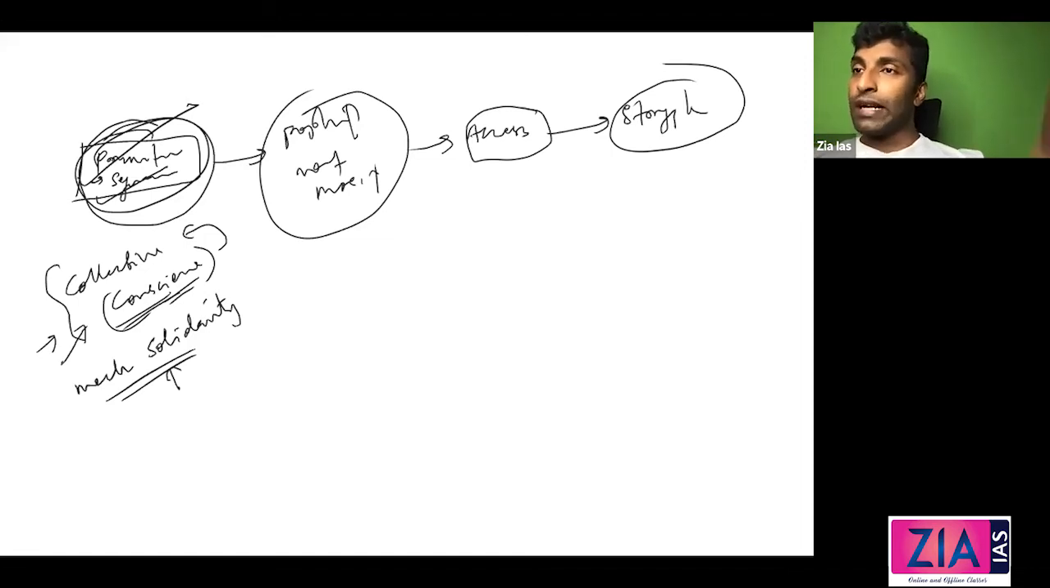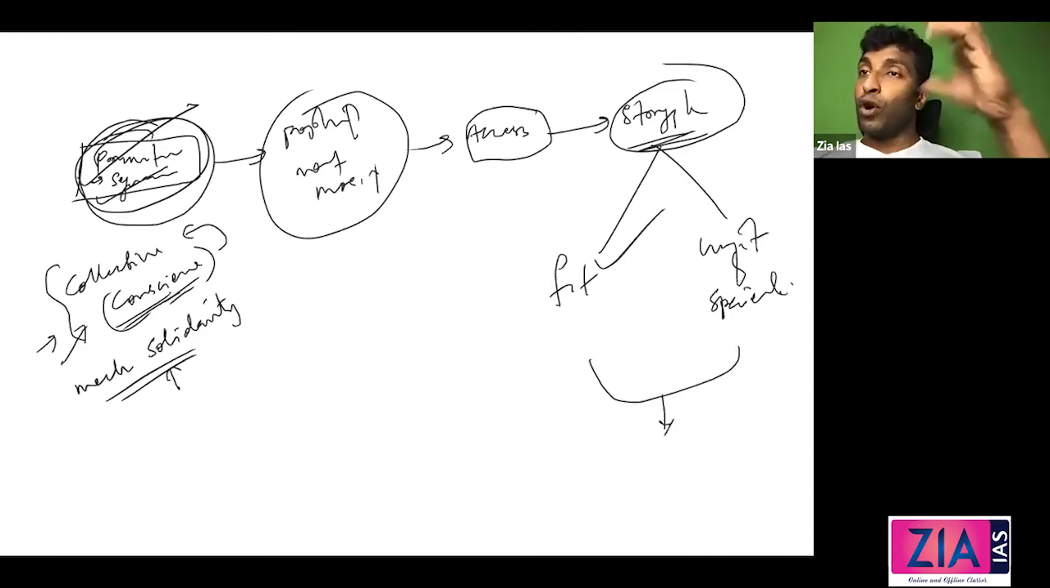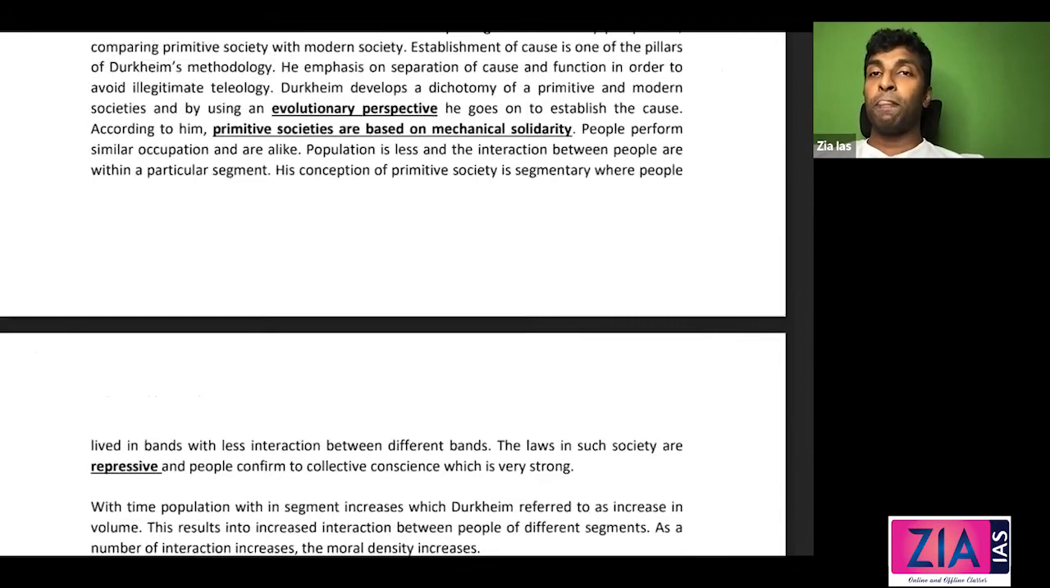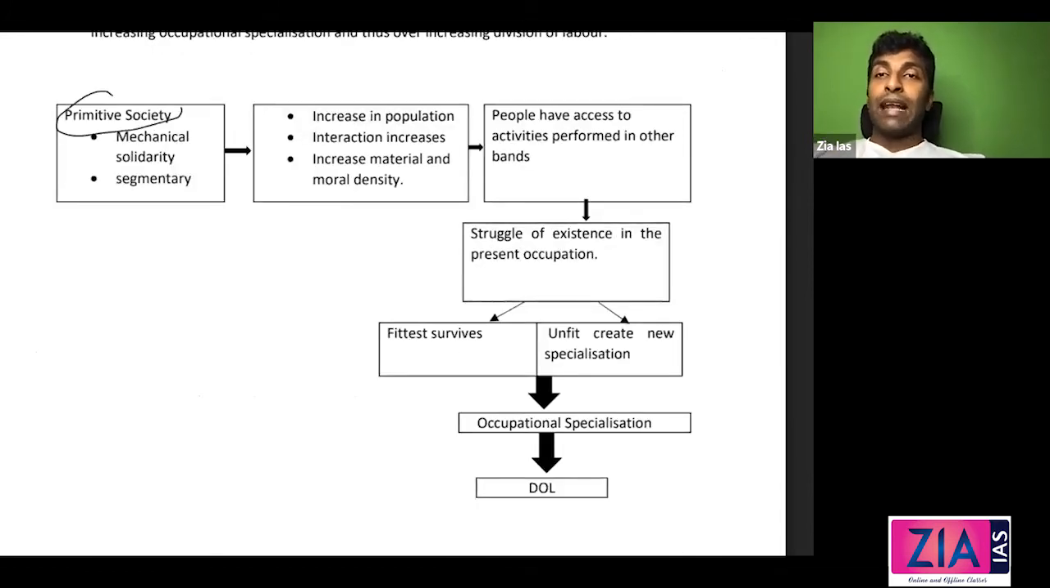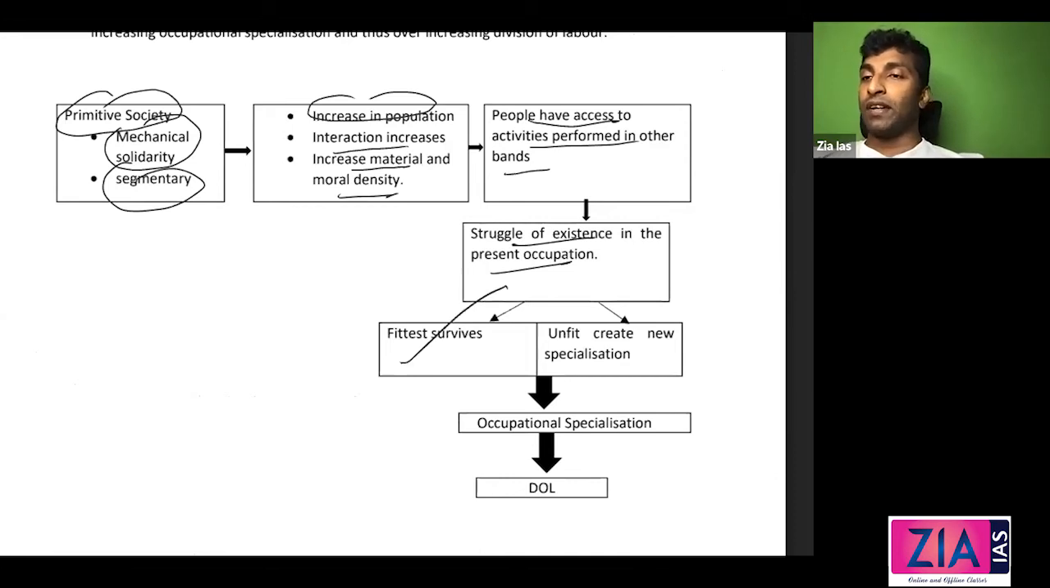So there will be a struggle for existence in the present occupation. The logical conclusion: the fittest will survive, the unfit will create specialization. So this leads to occupational specialization or division of labor. So we have explained the cause in one simple single diagram, right? This is what this diagram is all about. Primitive society, mechanical solidarity, which is segmentary in nature, increase in population, interaction increase, material and moral density increase, people have access to activities performed in other bands, struggle for existence in the present occupation, fittest will survive, unfit creates specialization. That's what division of labor is.